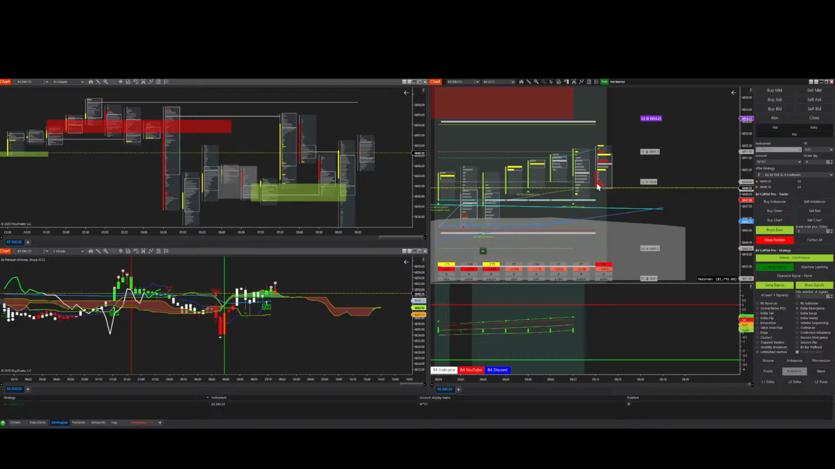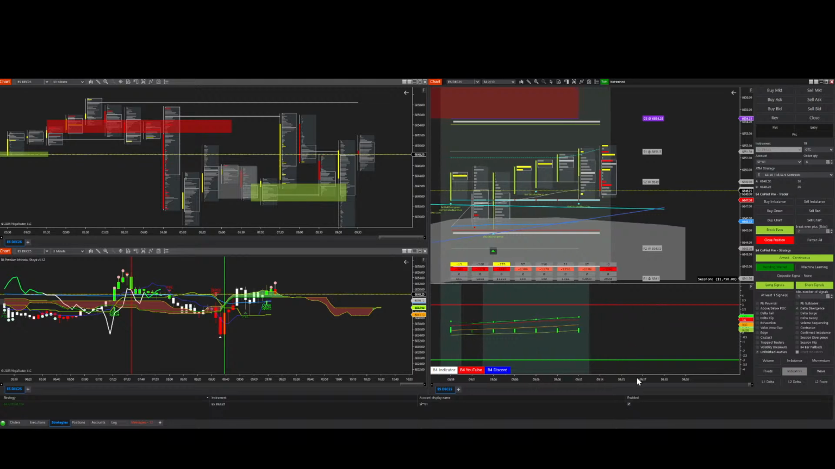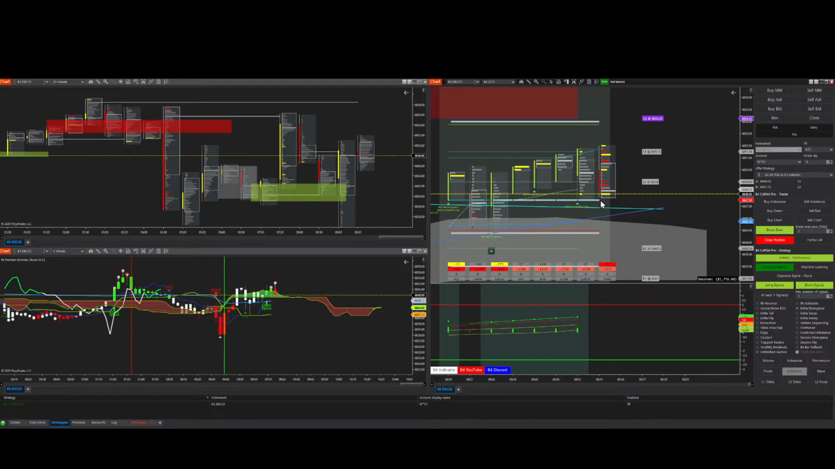Stop filled. And it broke them. Of course, we got our value area, virgin point of control, sorry, right here, which is another powerful area.